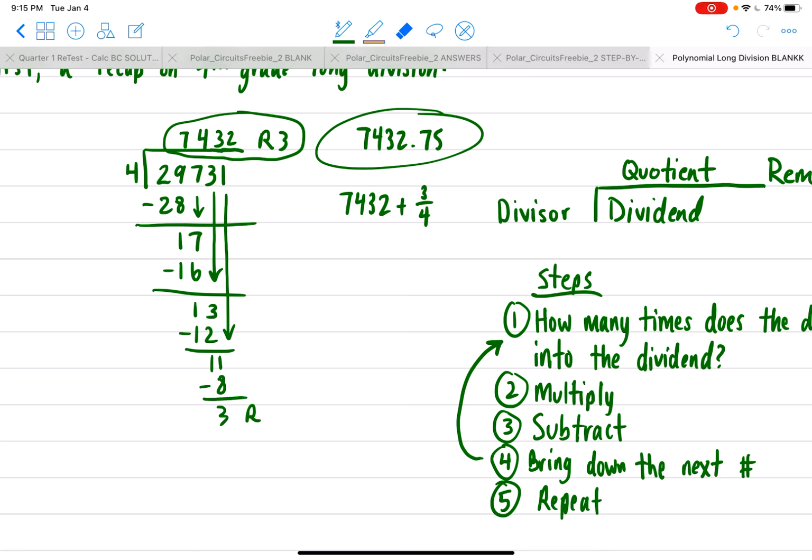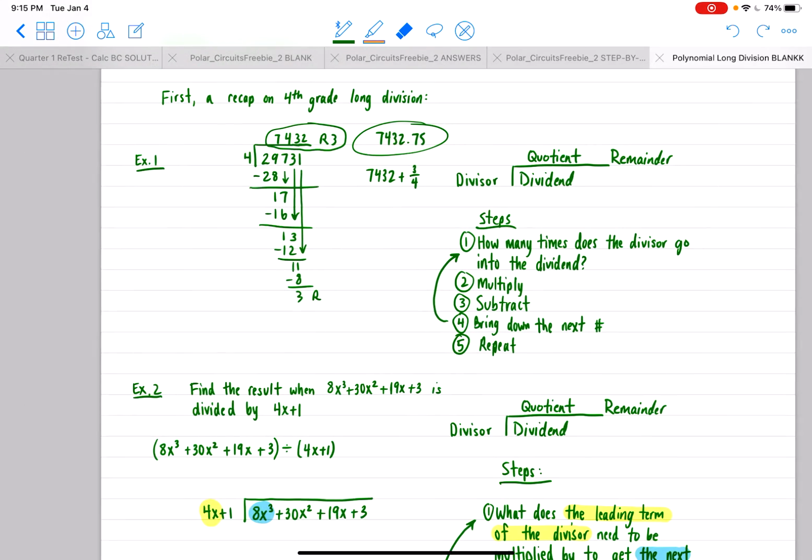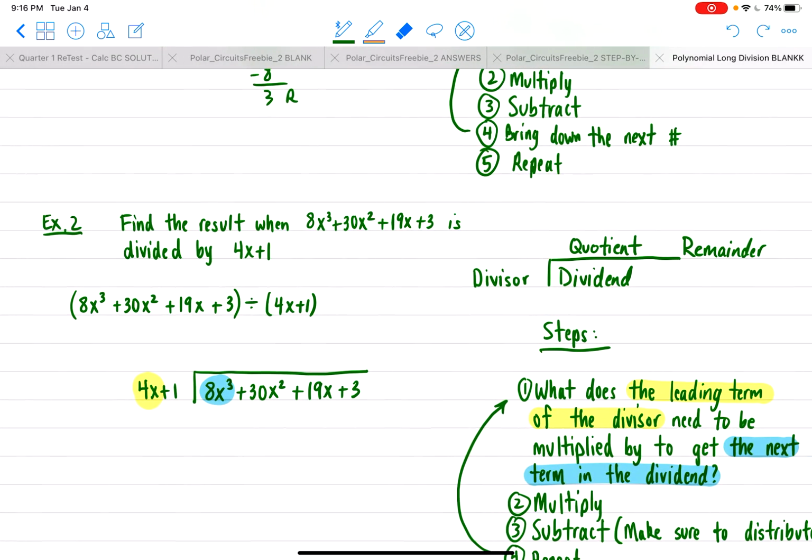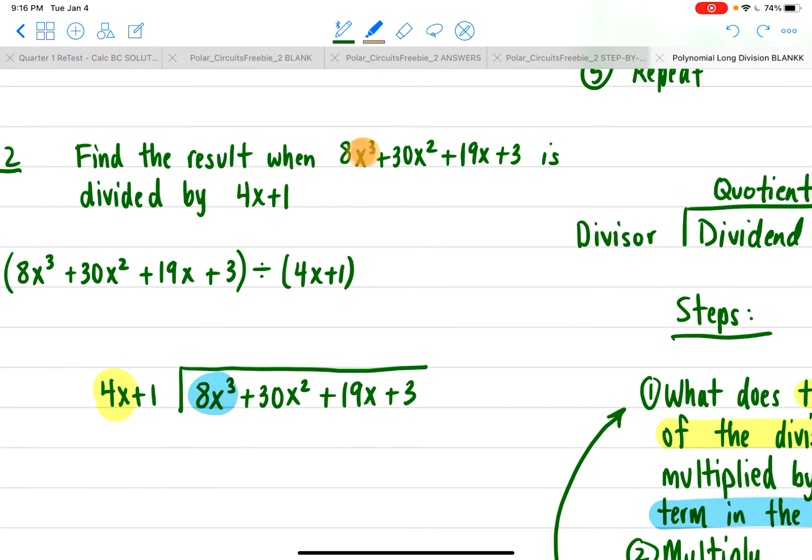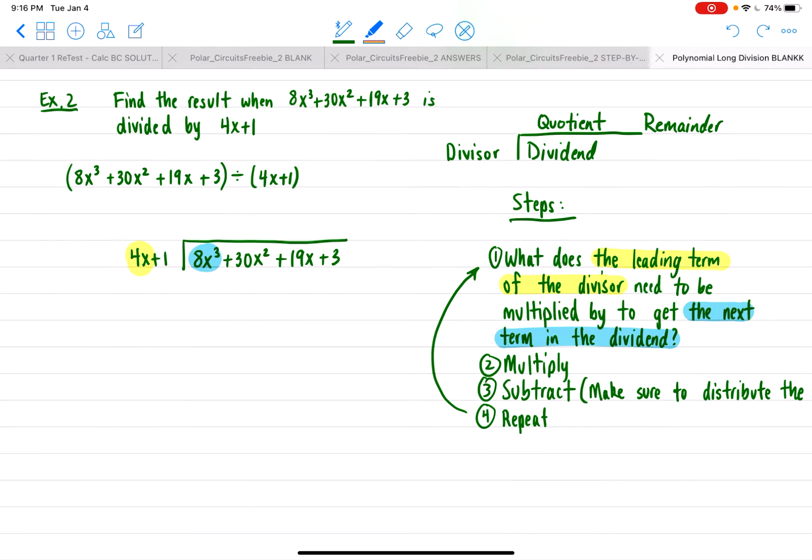Long division with polynomials, the good news is, is basically exactly the same as long division from fourth grade. It's just one added step of complexity because we have variables, like x cubed and x. So the question is, what do we do with that? I'm here to answer that. Again, here's our example: find the result when this polynomial is divided by that. And we've got our terminology over here, our vocab. The steps are the same. The steps are slightly reworded here, but it is literally the exact same idea.